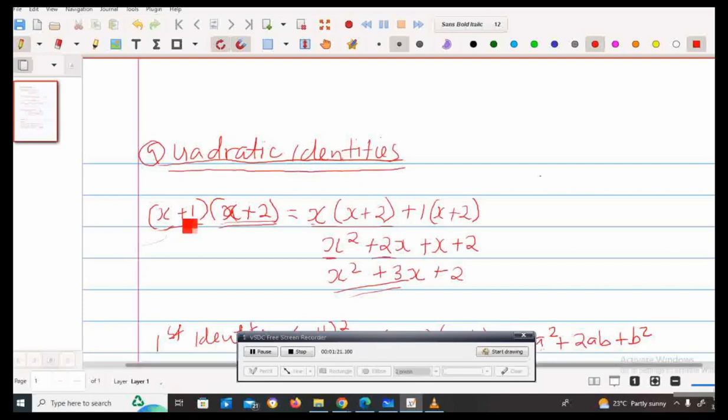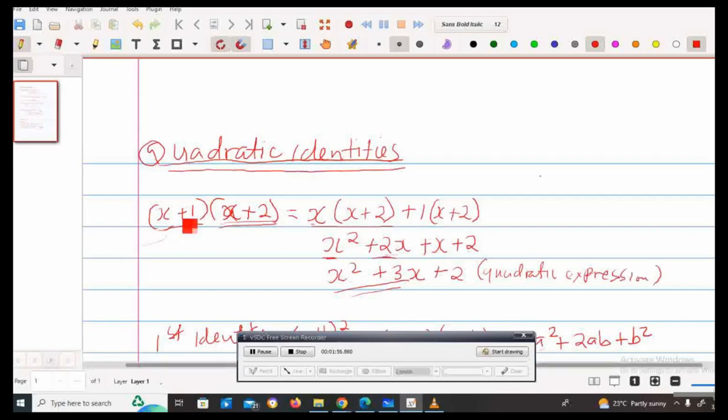Once we expand this, we are going to end up with x squared plus 2x. That is, x multiplied by x we get x squared, x multiplied by 2 gets 2x, then 1 multiplied by x gets x, and 1 multiplied by 2 gets 2. 2x and x are like terms, we can add them together, that will give us 3x, and then we end up with x squared plus 3x plus 2. This is a quadratic expression.